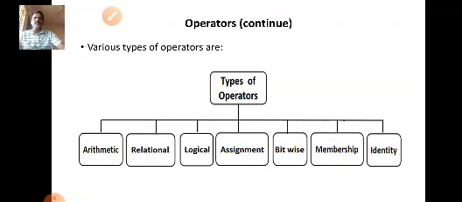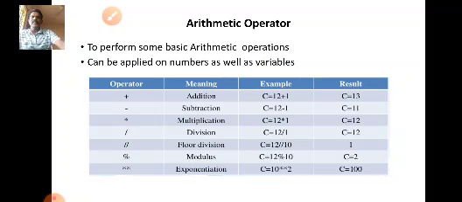First we discuss the arithmetic operators. They perform basic arithmetic operations and can be applied on numbers as well as variables. Suppose this table contains the different operators. Plus is the addition operator, then minus, multiplication, divide, and one more special symbol in division, the double slash, that represents floor division. Okay, a modulus operator and an exponentiation operator.